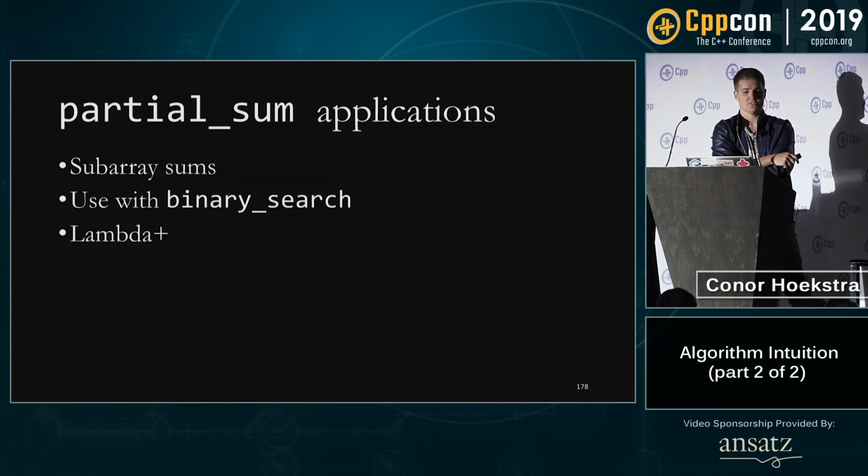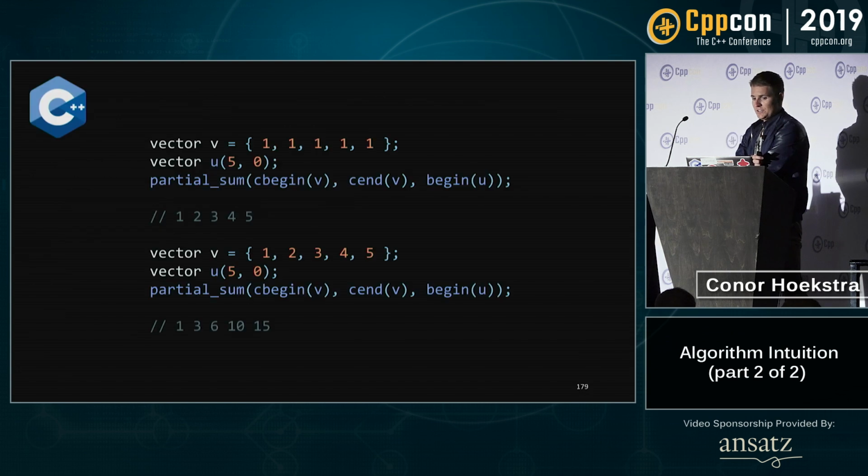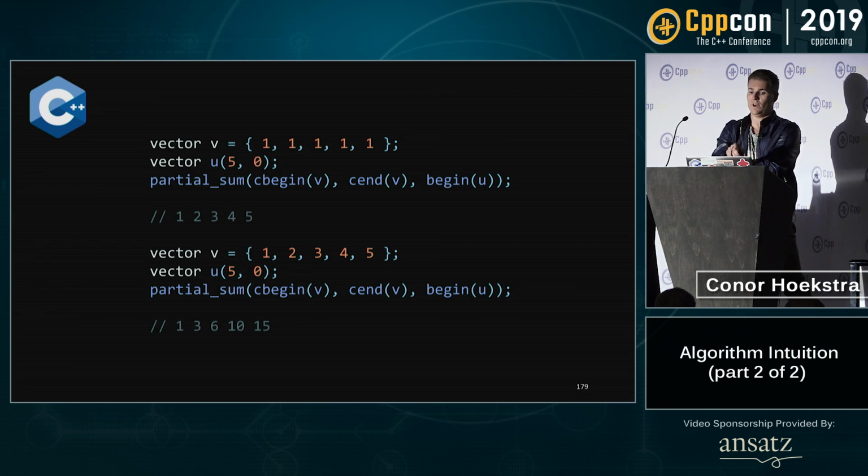And the third one is one we're going to spend a little bit more time looking at, and that's changing the behavior of partial sum through the use of lambdas. So first, what does partial sum do? Here we have two different examples, two different vectors. The first one is just 5 elements that are all 1, and the second one is 5 elements that are 1, 2, 3, 4, 5.